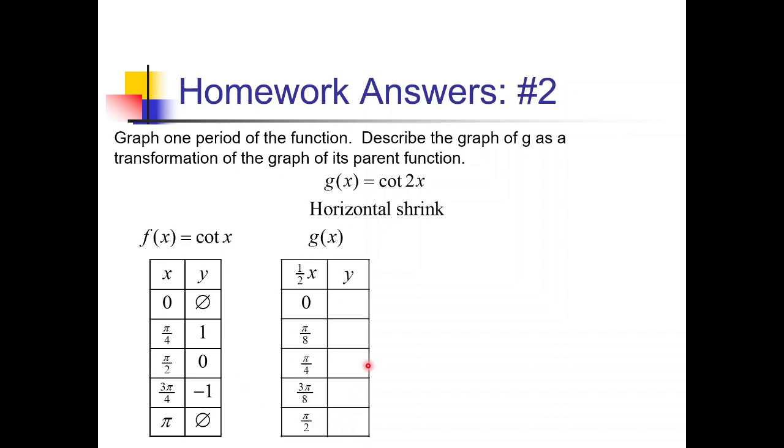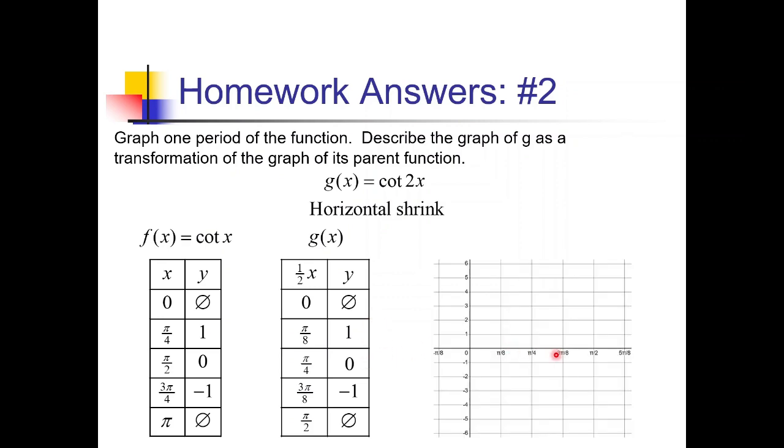And now for the y values, those are all staying the same, so we still have an asymptote at 0, and then 1, 0, negative 1, and another asymptote. So looks like based on the x values here, if I make my horizontal grid lines go by pi over 8s, that should get me what I need, and I can just go by 1s for the y values.